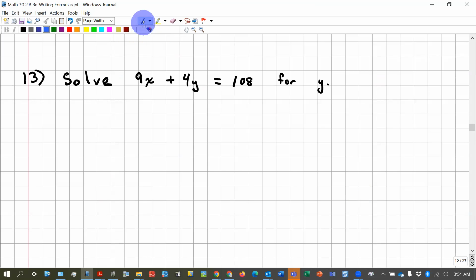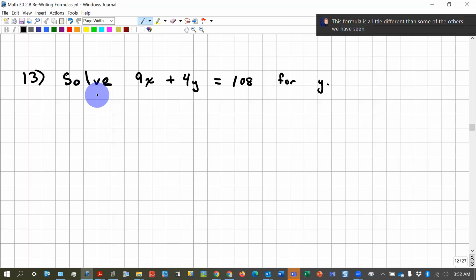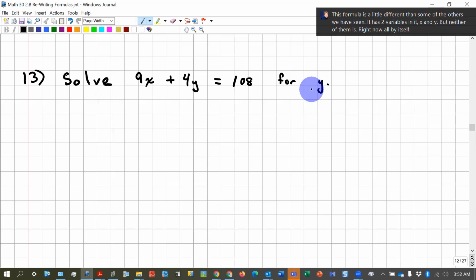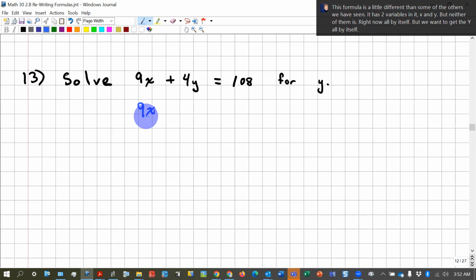This formula is a little different than some of the others we have seen. It has two variables in it, x and y, but neither of them is right now all by itself. But we want to get the y all by itself. Nine times x plus 4 times y is 108.